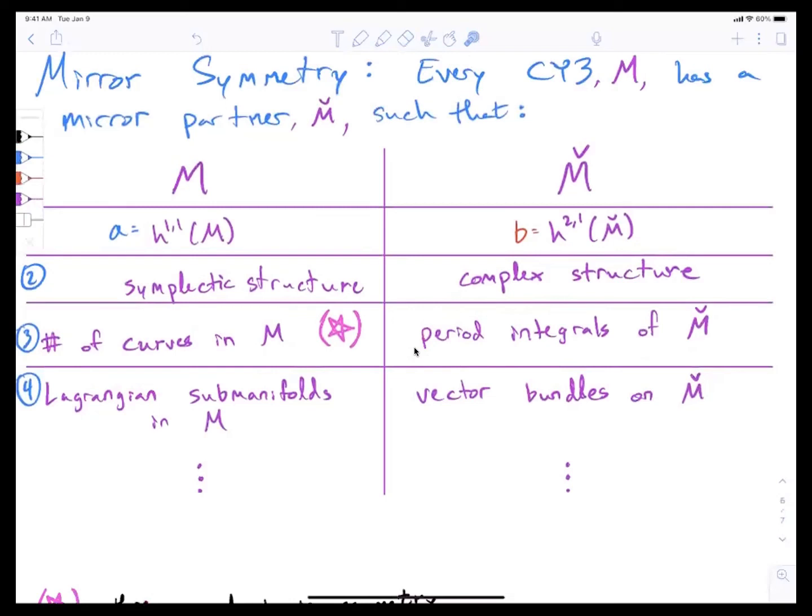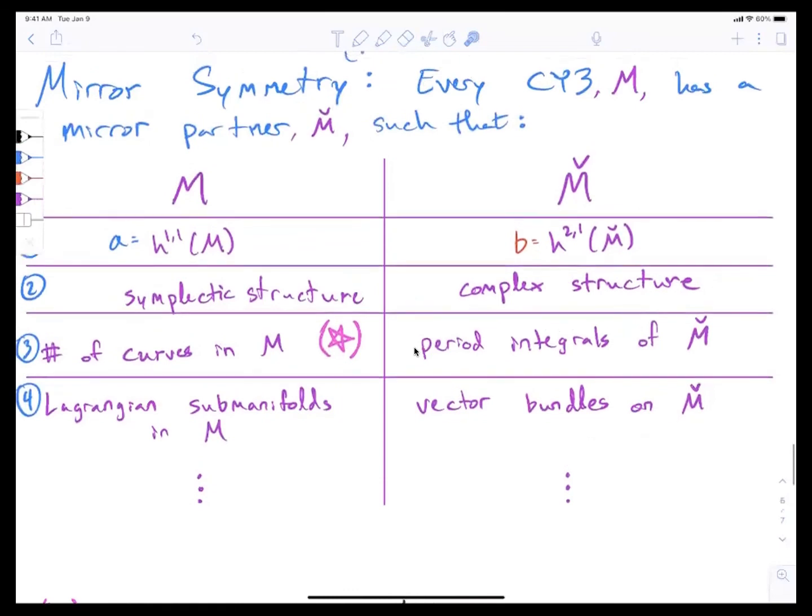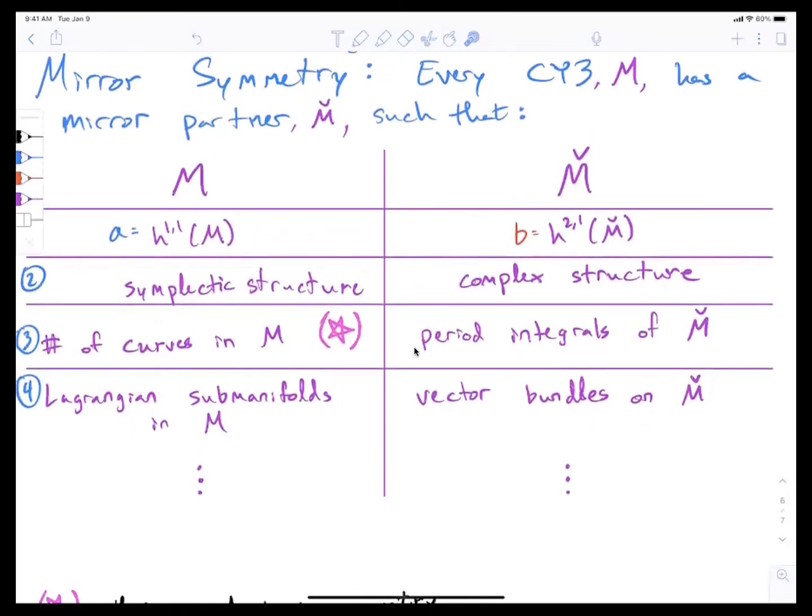If you're a physicist, you know this to be true. They have some physical reasons for this mirror symmetry, but mathematically we can do these integrals and get conjectures for the number of curves in a different space. And it continues. So the Lagrangian submanifolds of M should correspond to vector bundles of M check. And there's really just a million different manifestations of this conjecture at this point.